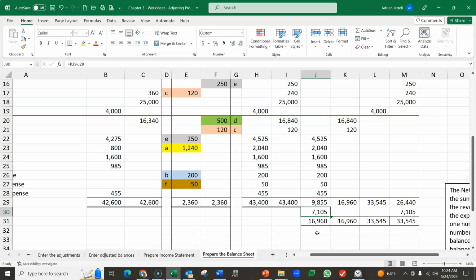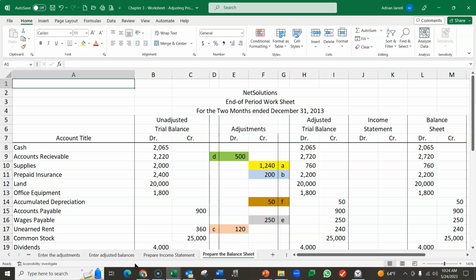Income summary will go back to sleep with zero balance, and then we will credit dividends and debit retained earnings for the $4,000, and that will leave us with the amount of earnings that we earned and retained. All right, that is the 10-column worksheet.